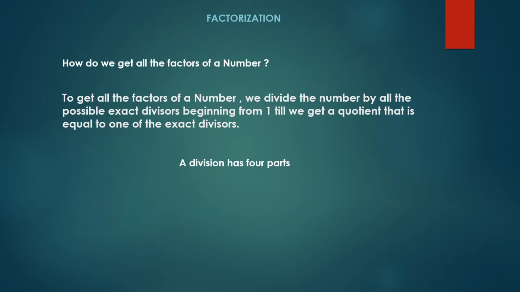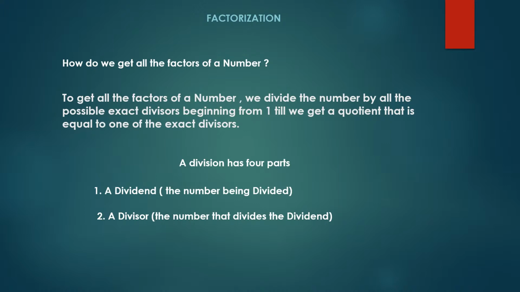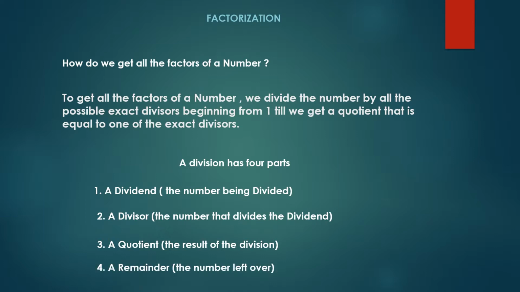A division has four parts. 1. A dividend, that is the number being divided. 2. A divisor, that is the number that divides the dividend. 3. A quotient, that is the result of the division. And finally, a remainder, that is the number left over.